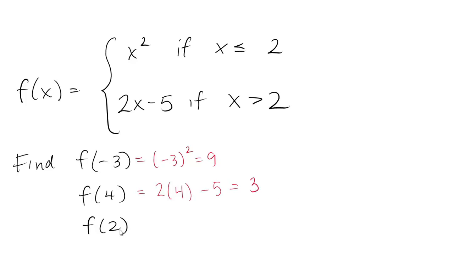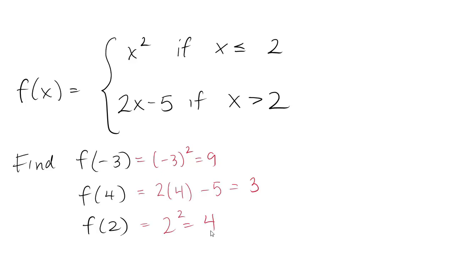F of 2 is the only one you could really trip up on, but notice that 2 only satisfies one of these rules as well. 2 is not bigger than itself. No number is bigger than itself. 2 is less than or equal to 2, because 2 is equal to 2. So we follow the first rule. We square the input, and we get 4. So as long as you're careful, evaluating a piecewise defined function isn't difficult.